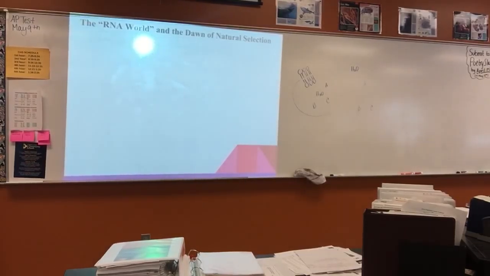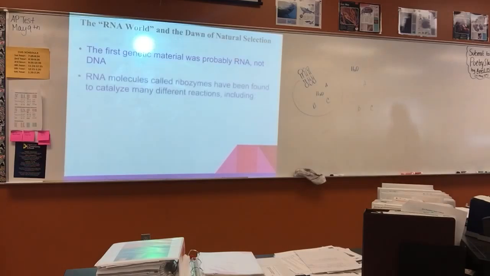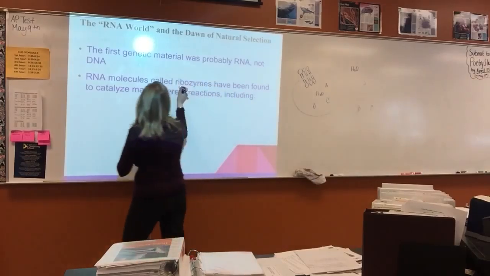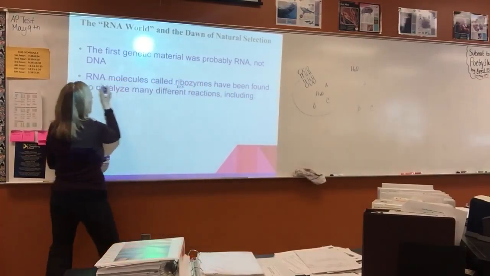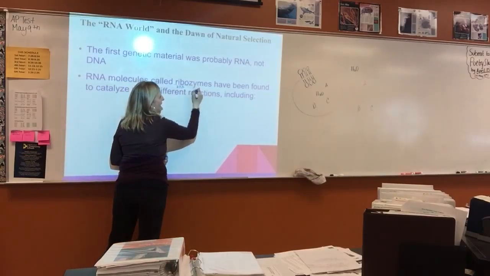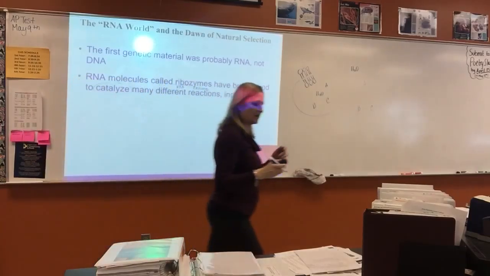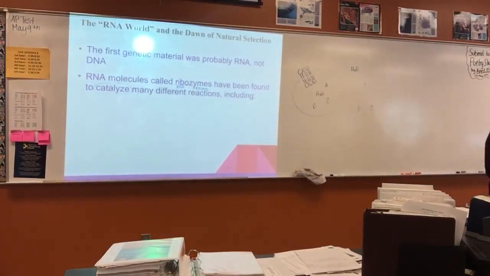And then the last thing that a cell would need is genetic material. And they think that RNA was probably the first genetic material. And this is the reason why is because of some things that RNA can do. So first genetic material was probably RNA, not DNA. RNA molecules called ribozymes have been found to catalyze many different reactions. So ribozymes, ribo coming from RNA, because this is RNA molecules, and zymes kind of acting like an enzyme. What do enzymes do? They catalyze, all right? So RNA molecules are kind of like thought to be like the first kind of enzymes.